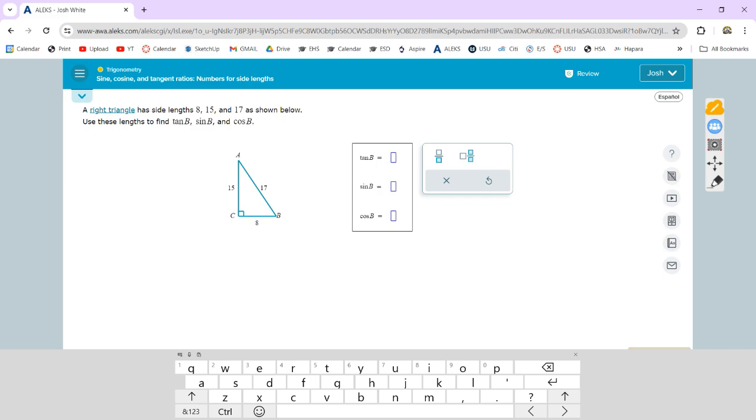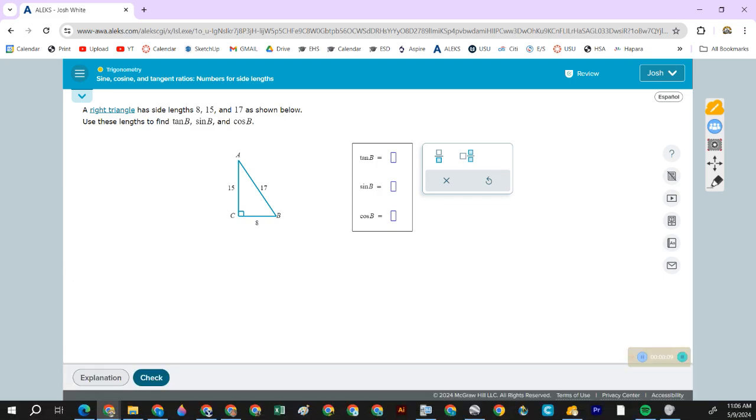9.2. This is going to include some review of trigonometry. Hopefully you remember from last year our mnemonic SOHCAHTOA.